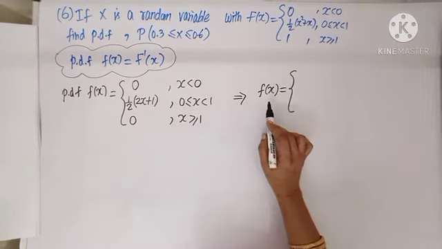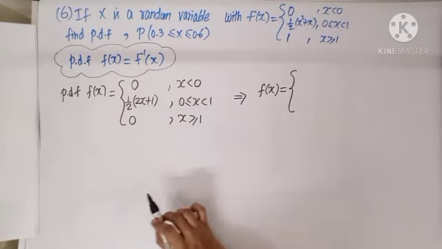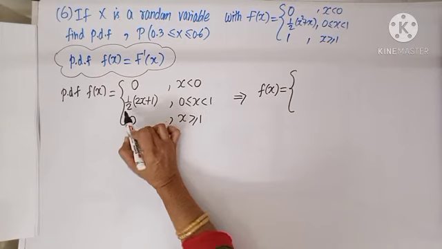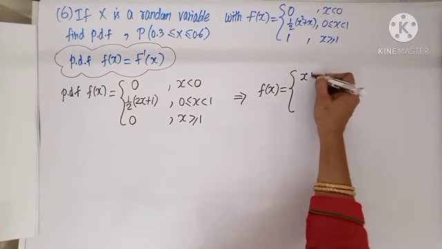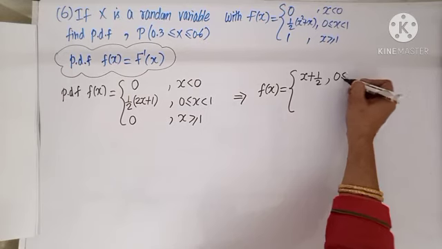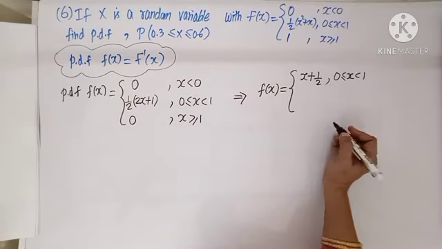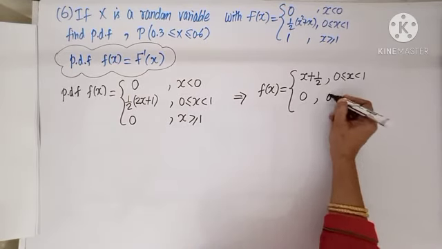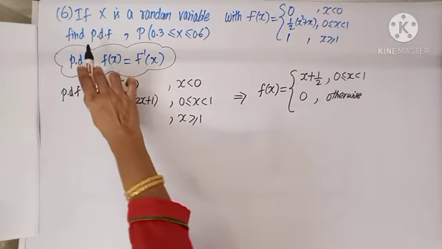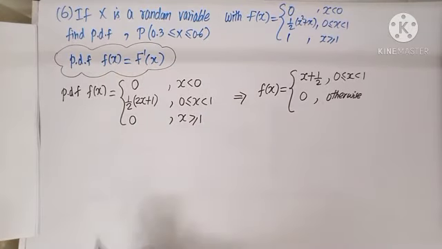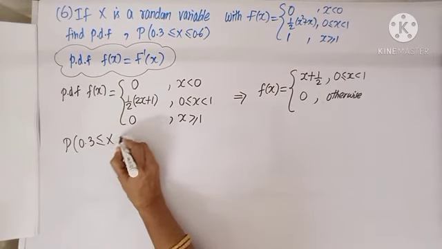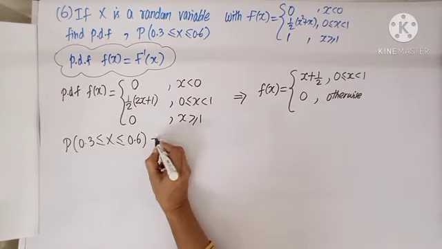So rewriting, f of x equals half into 2x plus 1. Cancel 2 and 2. It is x plus 1 by 2 when x is between 0 and 1. It is 0 in all the other places. So the first part of the question is over. Second part, P of 0.3 less than or equal to x less than or equal to 0.6.